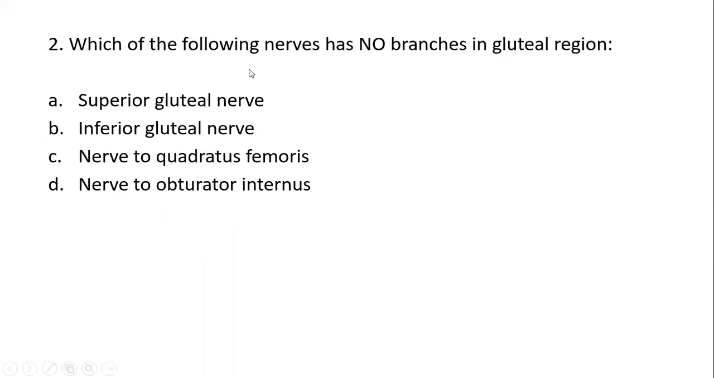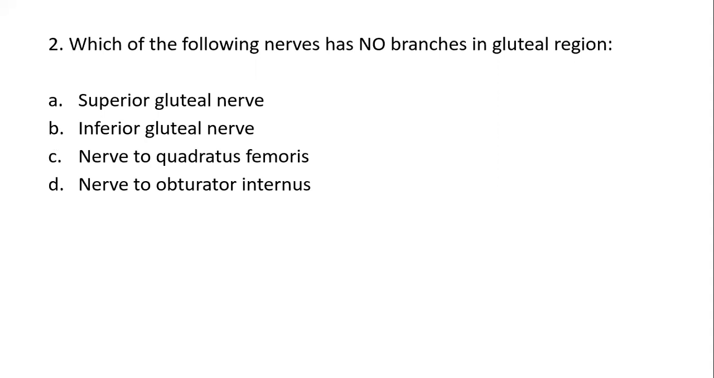Next question reads, which of the following nerves has no branches in the gluteal region? So again, you must remember the nerves that are not only present in the gluteal region, but they also give off branches to the structures in the gluteal region. And then again, we have some nerves that only pass through the gluteal region, but they do not actually supply or give off any branches to the structures present in the gluteal region. So in this question, you have to pick such nerve that only passes through the gluteal region without giving off any branches to its structures.